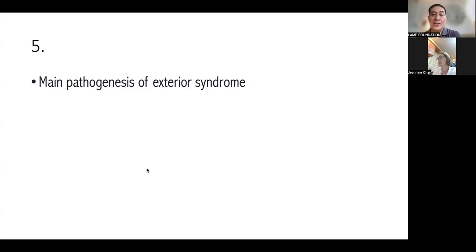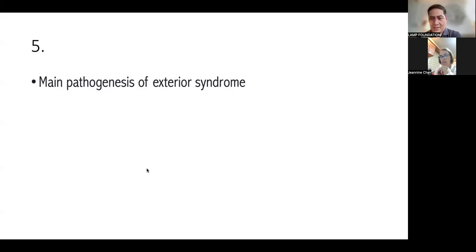Number 5, what is the main pathogenesis of exterior syndrome, or how does this disease develop here? The defensive chi fails to disperse. When the defensive chi fails to disperse, the lung chi fails to descend, right, Doc? Of course, because the lung chi controls the wei chi or the defensive chi. So if you have weak lungs, then definitely you cannot disperse the defensive chi. And then what else?